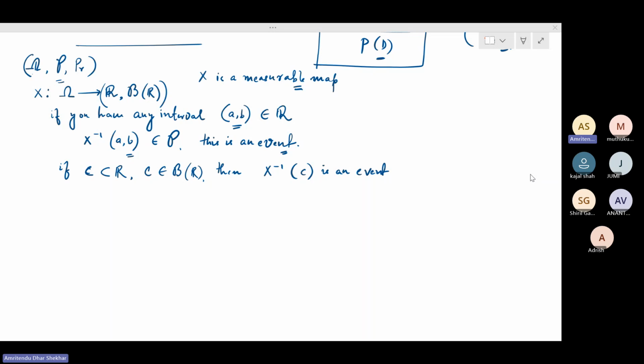So the mean score of basically all the students in the class, that is a random variable. So it is a measurement. You should think about it this way. When we say a measurable map, it is basically a measurement on an underlying probability space.